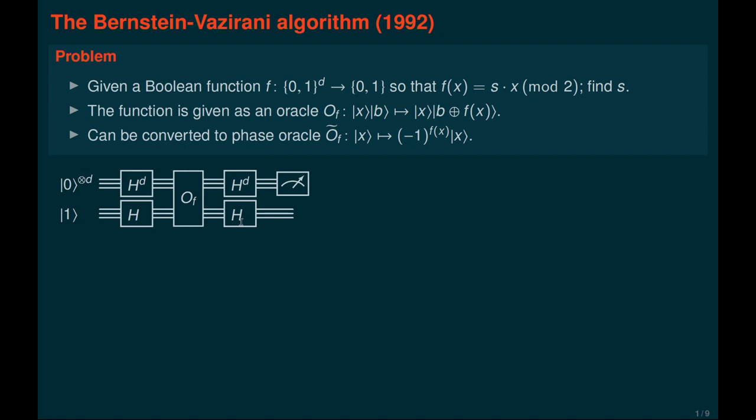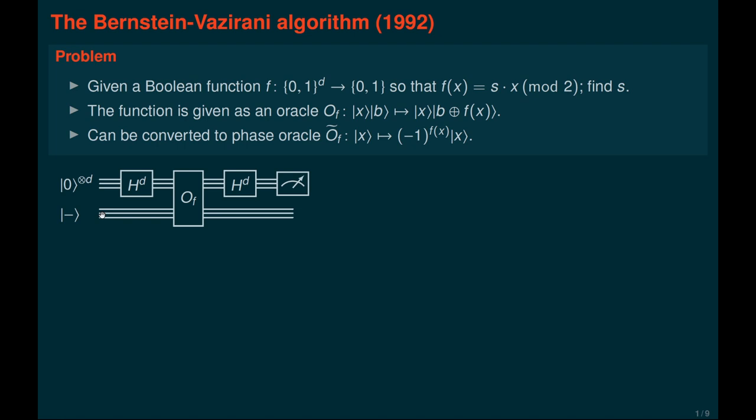a phase query. And I'm sorry, this bottom line should be a single qubit wire. That's a mistake. OK, so I start with one and apply the Hadamard transform. And I don't measure it afterwards, so I can just imagine that it's in the minus state, which is a superposition of 0 and 1, but with a minus sign.